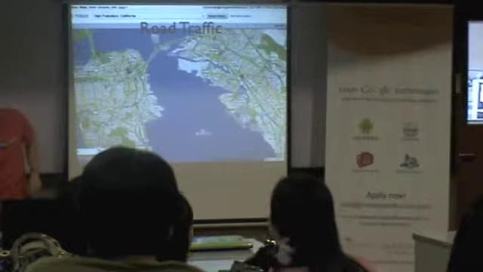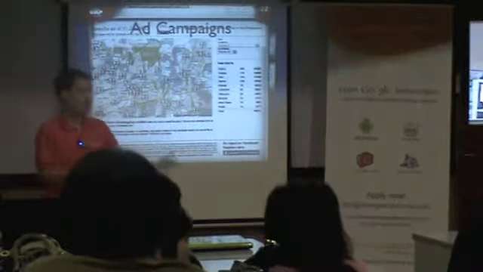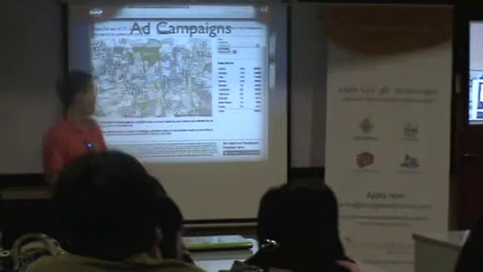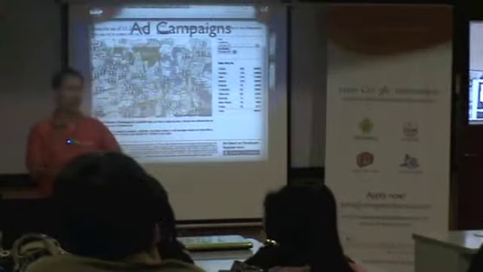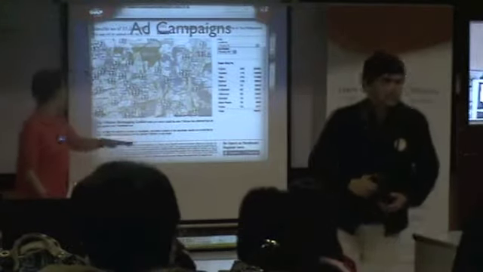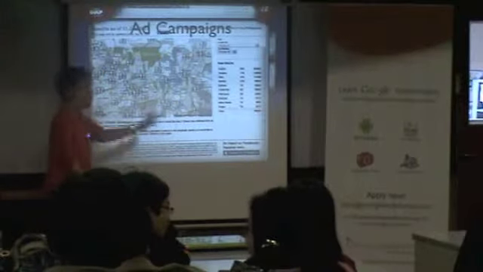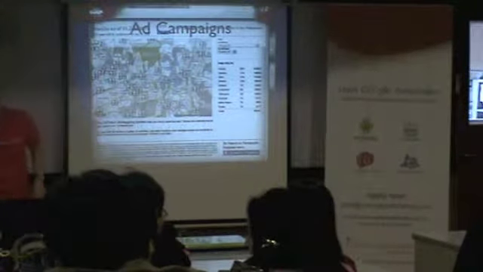Other use cases, ad campaigns. They actually use Google Maps to promote some products, like in this case, for 7-Eleven during the presidential campaign, so elections. So it's a way to show some data and at the same time have your logo displayed all over the place, right?